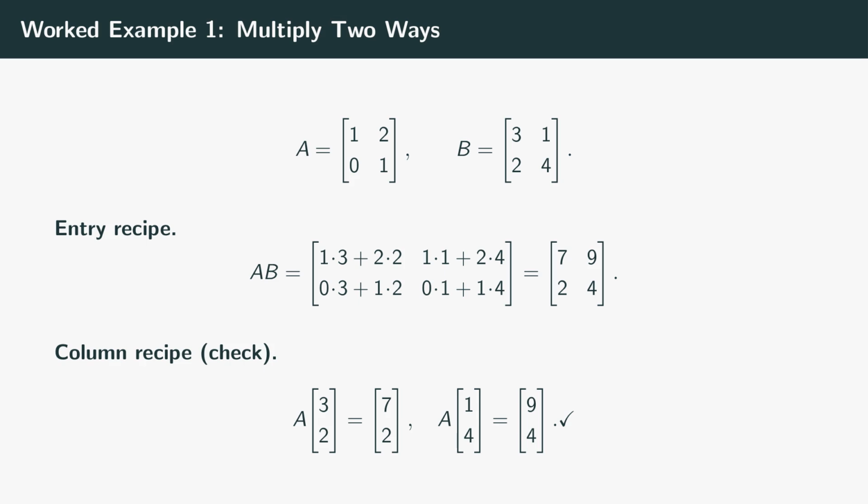Now the column check. A applied to B's first column, 3, 2, gives 7, 2. That is the first column of the answer. A applied to B's second column, 1, 4, gives 9, 4, the second column. The two recipes produce the very same matrix, exactly as the theory promised.